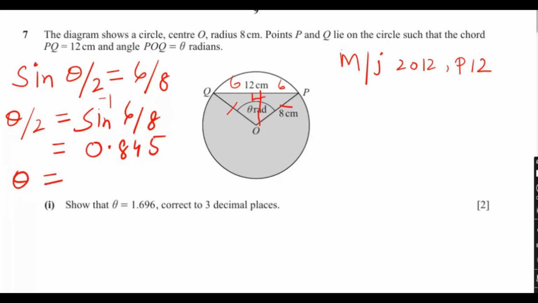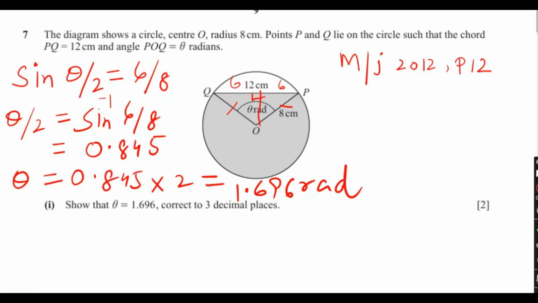So this 2 which is in the denominator must be multiplied. 0.845 multiplied by 2, you will get the final answer 1.696 radians. And this is the requirement of part number 1. So a very easy part. You must have the concept of trigonometry.